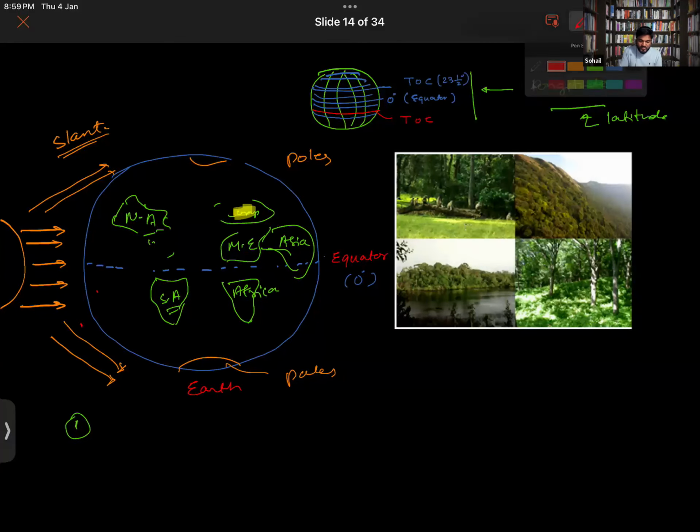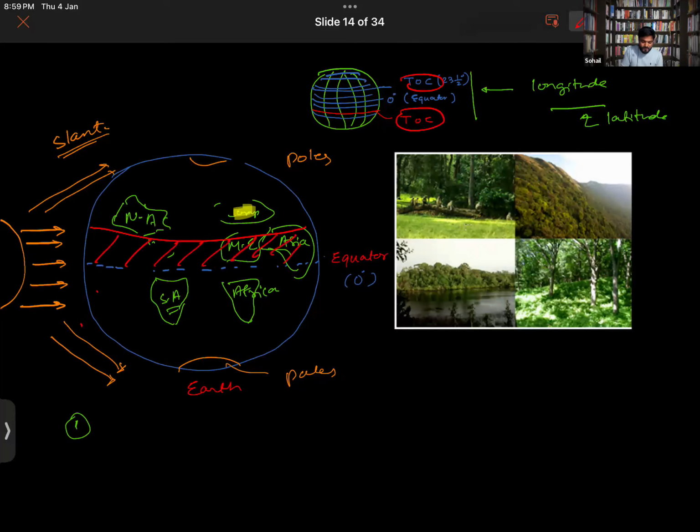Also, moments ago I told you there is the Tropic of Cancer and the Tropic of Capricorn. This over here is the Tropic of Cancer, and this over here is the Tropic of Capricorn. This much area is called the tropical area. Let me repeat that. The line you see above the equator is called the Tropic of Cancer. And the line just below the equator is called the Tropic of Capricorn. That is again at 23.5 degrees.